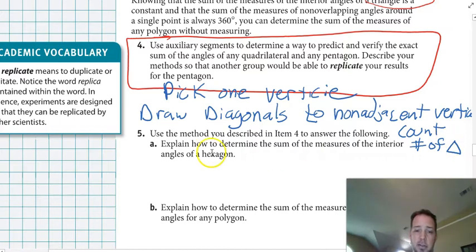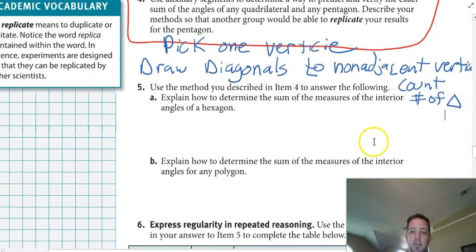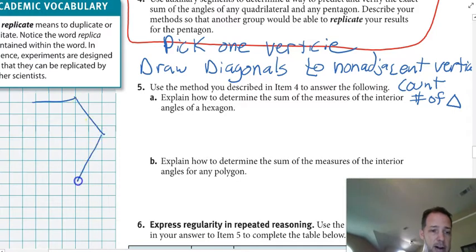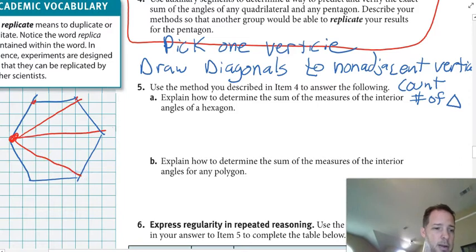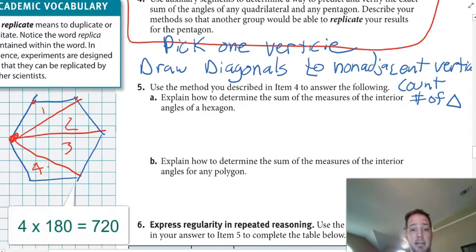All right, so use this method you described in item 4 to answer the following. Explain how to determine the sum of the measures of a hexagon. So if I wanted to find the sum of the interior angles of a hexagon, I pick one of the vertices. So I'm going to pick this one right here, and I draw diagonals to all the non-adjacent. So this one's adjacent, this one is not. I can draw one there, there, there. Kind of starts to look like a seashell design, and I have 1, 2, 3, 4. So I end up getting 720 degrees for this one.